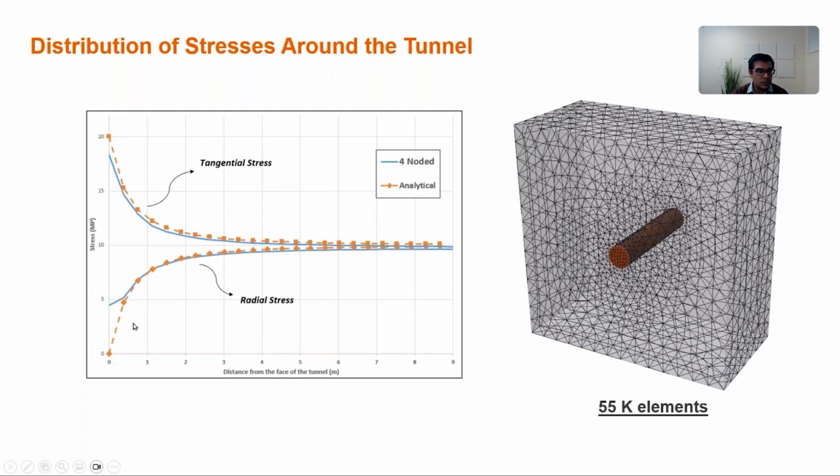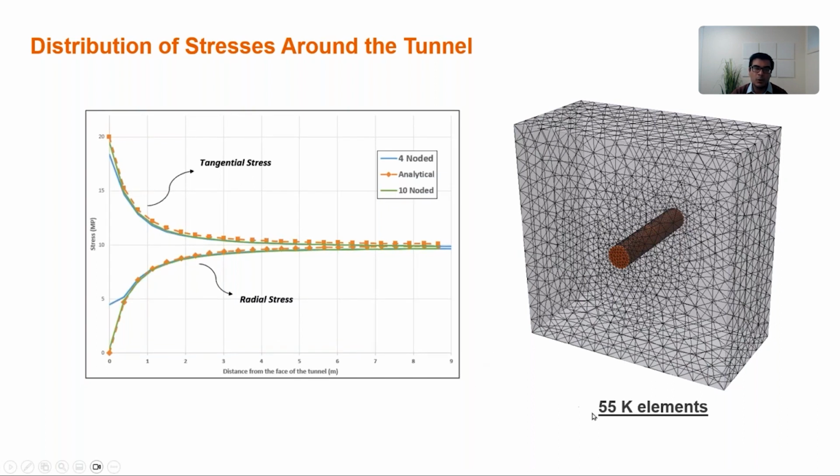As you can see, when I'm closer to the surface of the tunnel, the error is very high, especially for radial stresses. I expect to get the value of 0, but what I'm getting is about 4.5 megapascal. So it's not good. However, when I'm further from the tunnel face, the results are close because the displacement gradient is not much. Now let's repeat the same analysis, this time only with higher order elements.